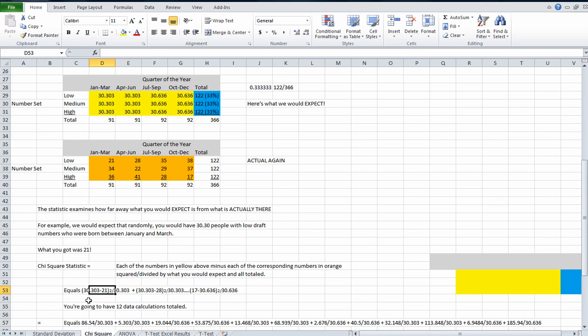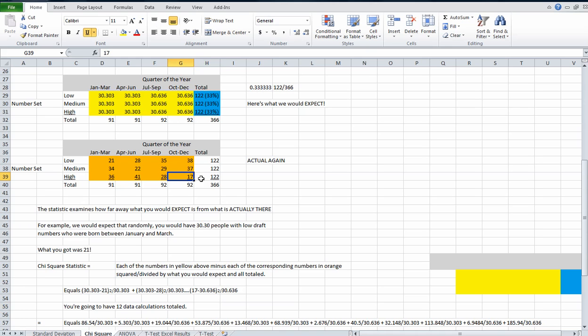So let me go through with at least the second one. So you do the first one, here's the second one. 30.303 minus 28, so right here, squared divided by 30.303. Because you're trying to figure out, as a percentage, what is the difference between the two? Is it big, in which case there's more variance and a greater likelihood that there's a true difference between what's actual and what's expected? Or if it's super small as a percentage, there really probably aren't any differences that we could see. So you'd go through, and here's the last one.